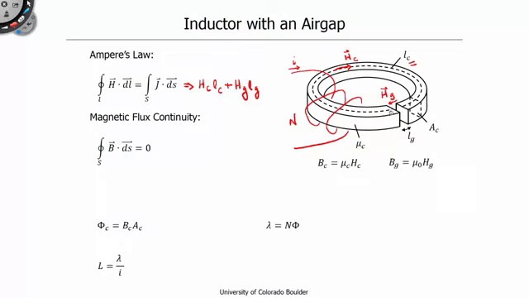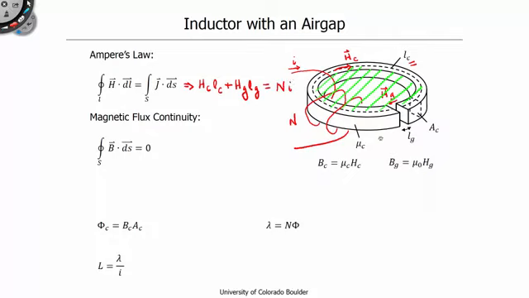The right hand side again is the total current that passes through the surface bounded by the loop L. The loop L is now of length Lc plus Lg, and it's again the same loop that we had before. And so the total current that goes through the surface bounded by this loop is again going to be N times I. So our right hand side of this equation is again just N times I.